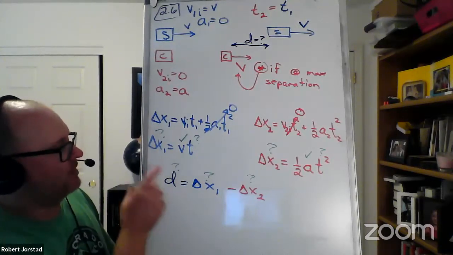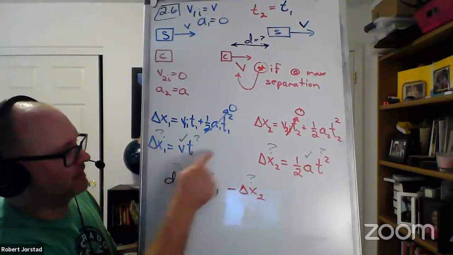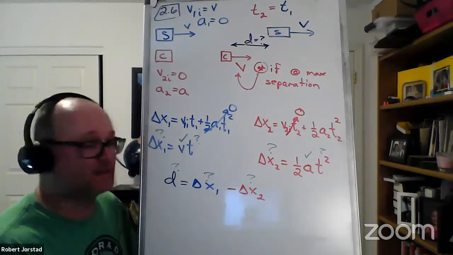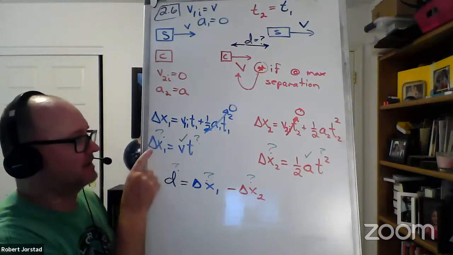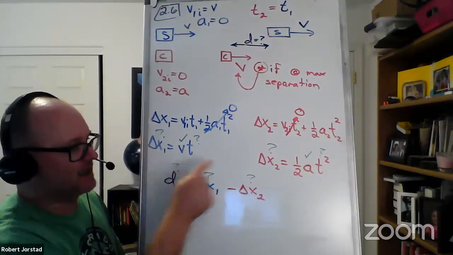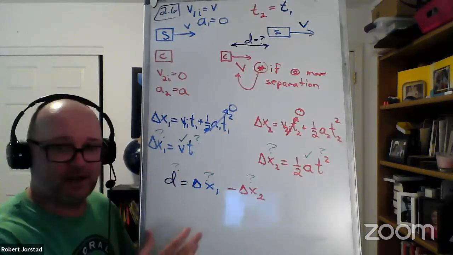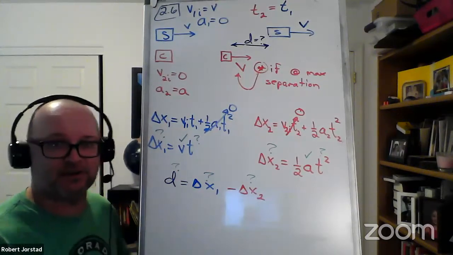Look, we have 1, 2, 3, 4 unknowns. Agreed? There are 4 things we don't know here: X1, T, X2, D. That means we have only 3 equations. We can't get the job done. What's another equation we could use?